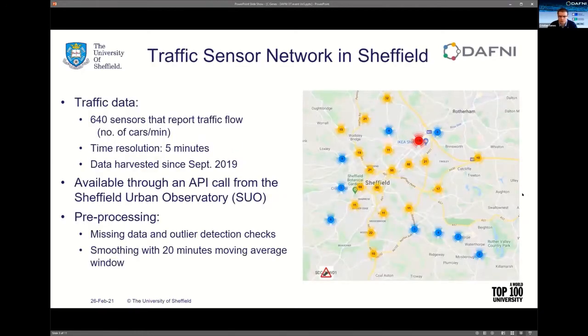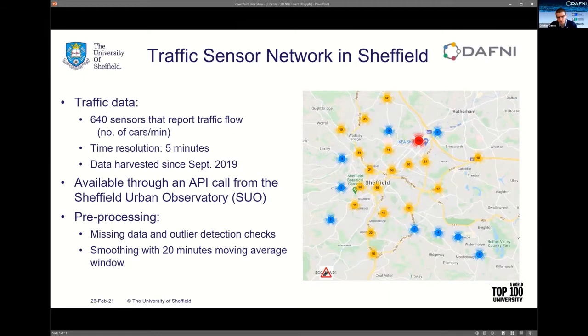So first, I will start by explaining the sensor network that we are using. There are about 640 traffic sensors distributed around Sheffield. The picture on the right side shows the number of sensors in certain areas. As you zoom in, you see all the individual sensors, but as you zoom out, it only tells you how many sensors there are in each area. This is something you can access on the Sheffield Urban Observatory's webpage, where you can see it in more detail.